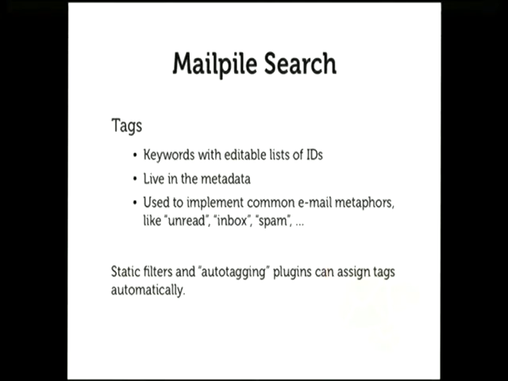So building on top of this, we added tags, which are similar to the labels in Gmail. These are basically search terms where you can edit the result set. So you can add and remove message IDs to this keyword. And that allows you to do all sorts of things. That means you can create an inbox, and you can mark certain messages unread or spam or whatever. And now we have things that do that automatically. So you have filters, and this allows you to start organizing your email in a structured way.